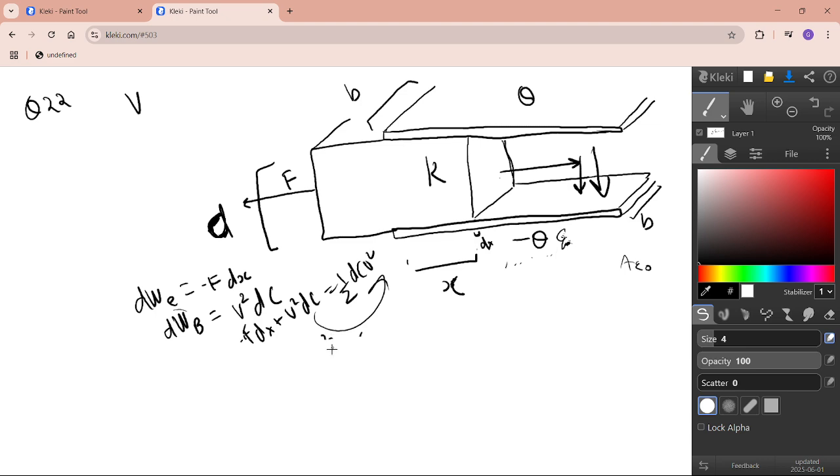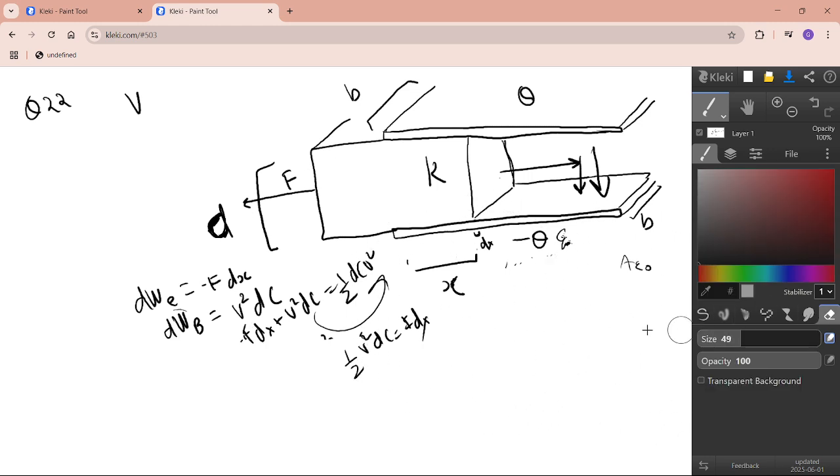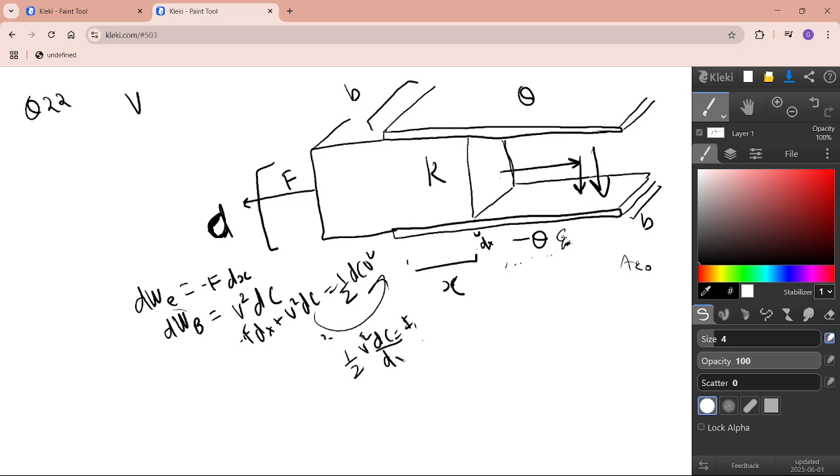Achha, so just solve it. It becomes half V square DC is equal to F dx. And F is basically DC by dx, half V square. And we know the capacitance. It's epsilon naught b by d, L plus x(k minus 1). We just calculated that.